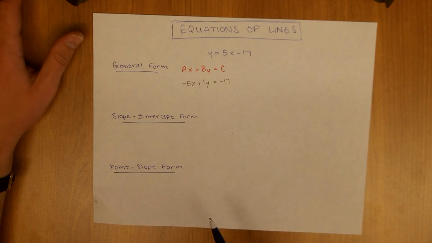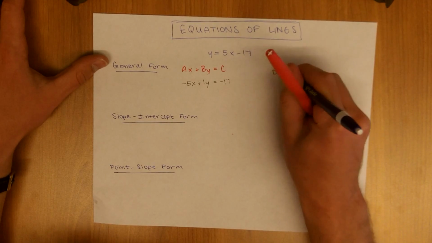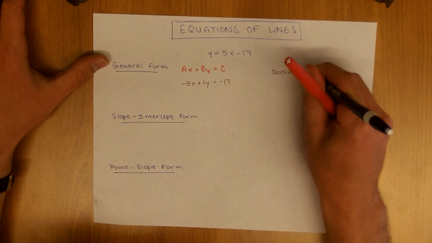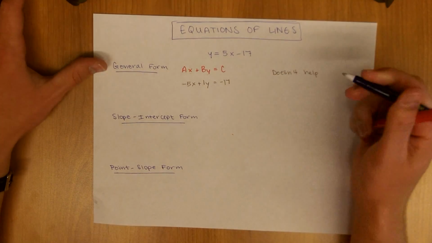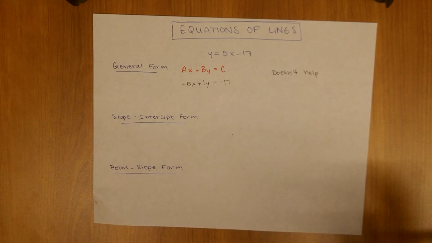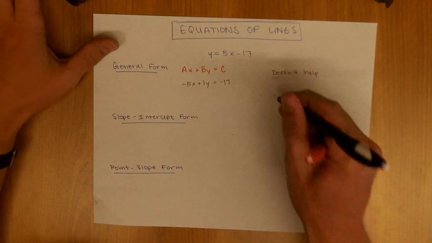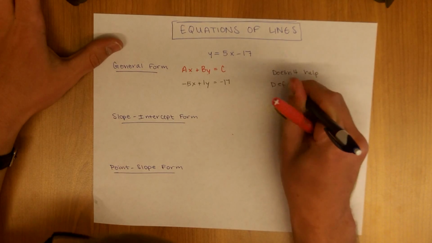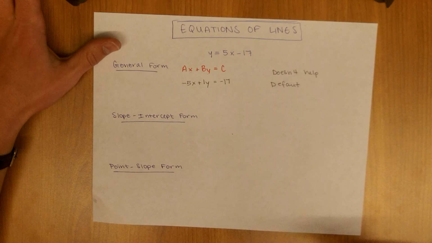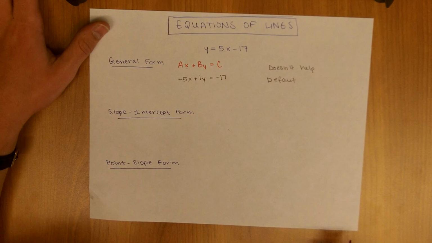So that's an example of general form, and general form doesn't really help us. Doesn't help us at all. It gives us a default, but if we're given anything, we can't really put it in there. It doesn't help us really. So just default. Okay?